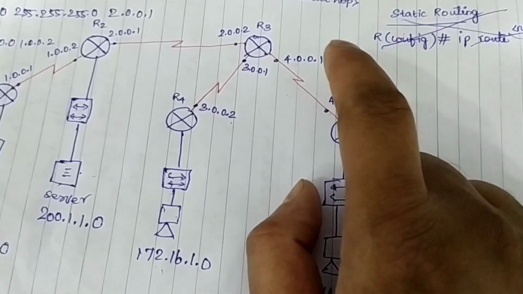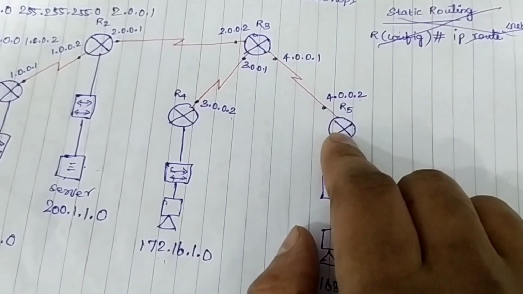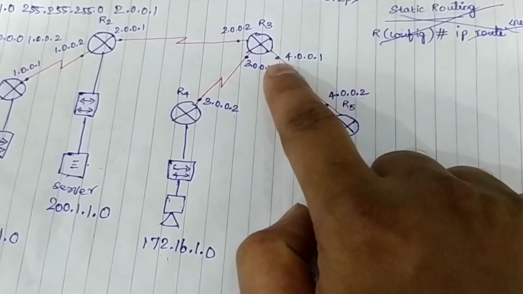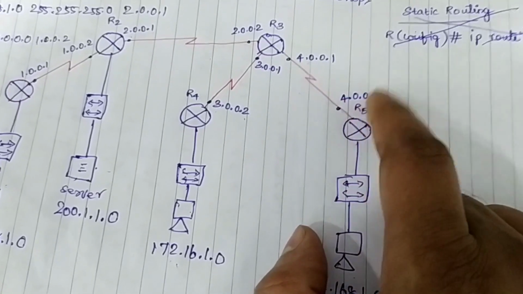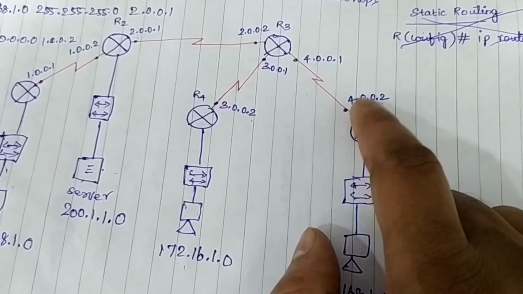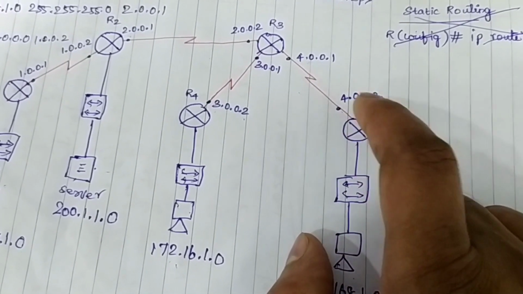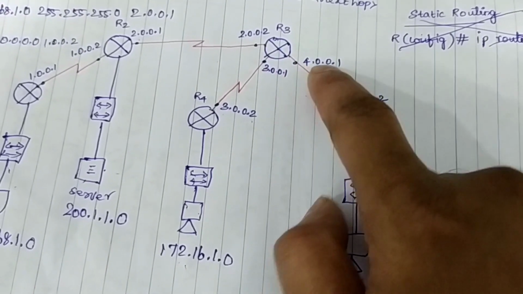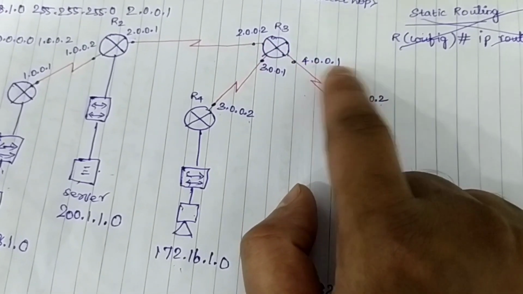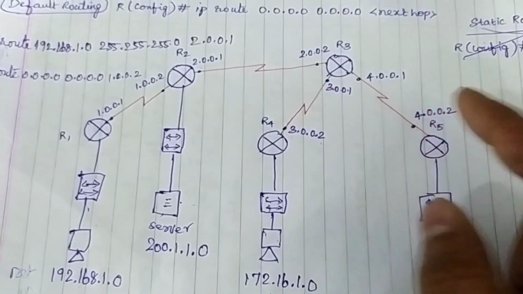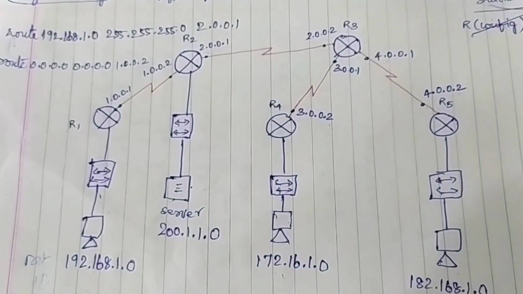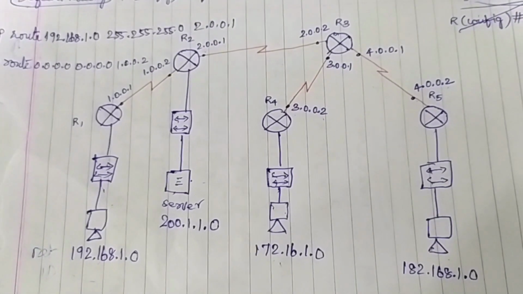So you are doing default routing on R5. Then the next hop will be on the opposite side of R5. Okay. That is the next hop. Don't write 4.0.0.2, it is wrong, because that interface is connected with R5. The next hop is the link which is connected with R3. That link's IP address you have to give. Okay. I hope you can do static routing and default routing in this way.